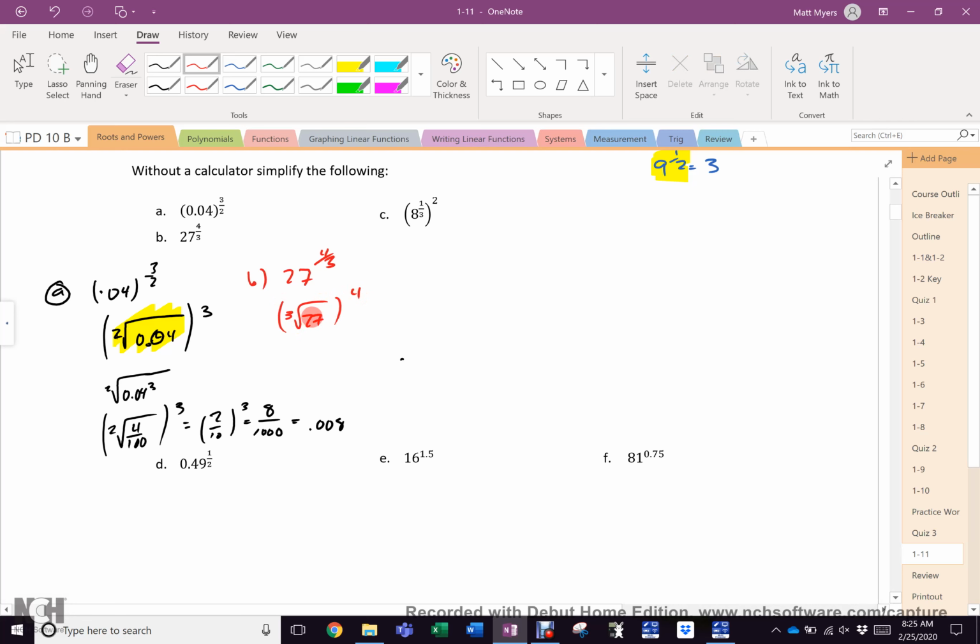What is the cubed root of 27? 3 to the 4th power, which is? Really? 3 times 3 is 9, 81. All right, good. Now, do you get to forget all the rest of your math? No, which means you have 2 paths you can go by on letter C.